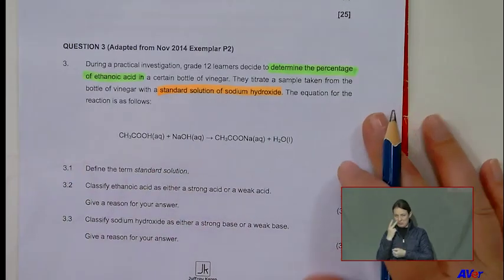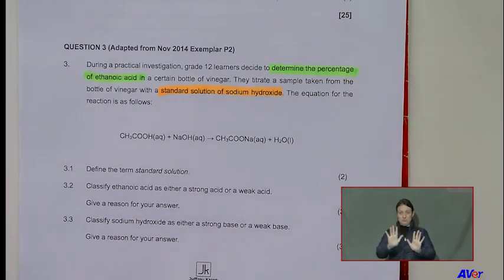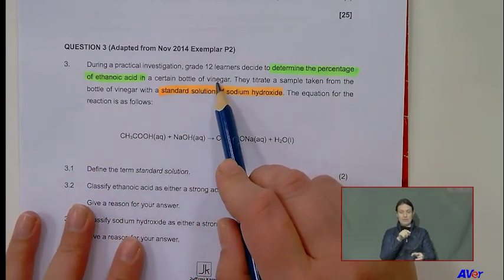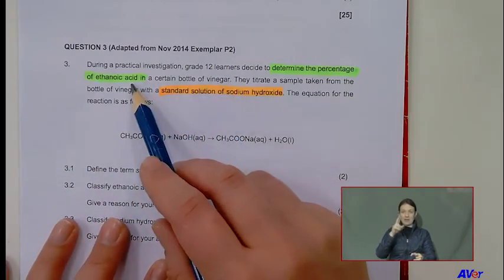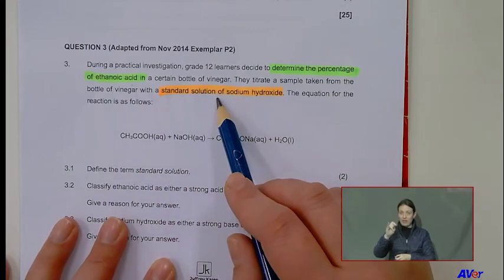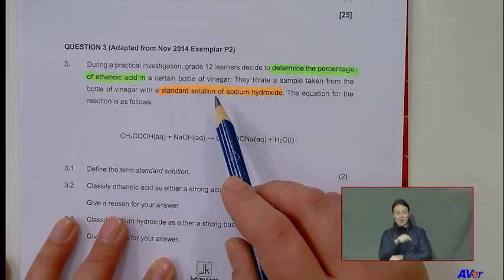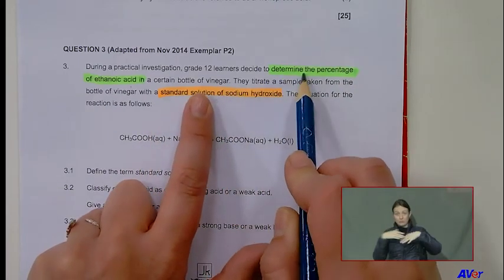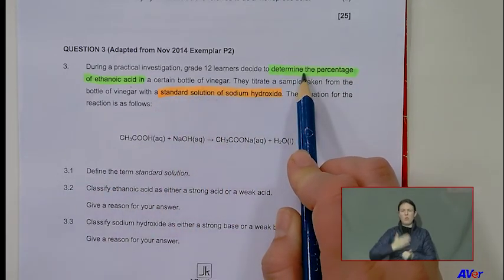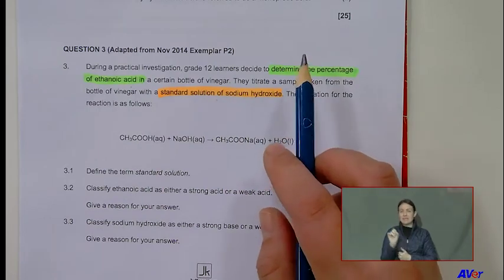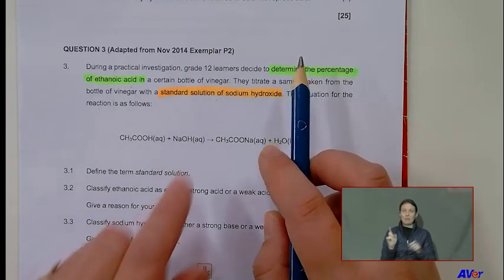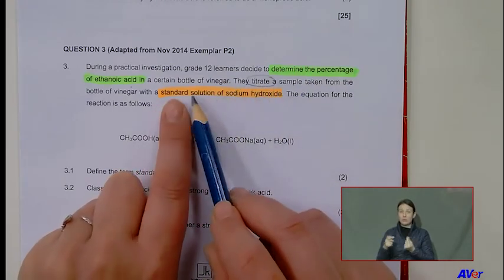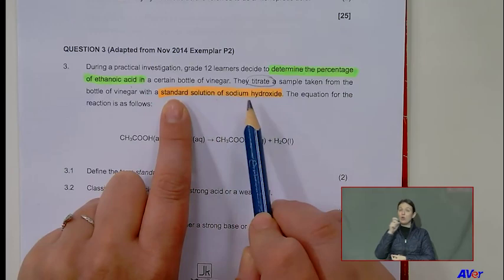now let's just quickly sit with the information given to us. We have a bottle of vinegar that, of course, contains ethanoic acid. But vinegar is not 100% ethanoic acid. It is a mixture between ethanoic acid and water. So they want to determine what is the percentage of ethanoic acid that's actually present in the vinegar. And then they also tell us that they're going to do a titration using a standard solution of sodium hydroxide.